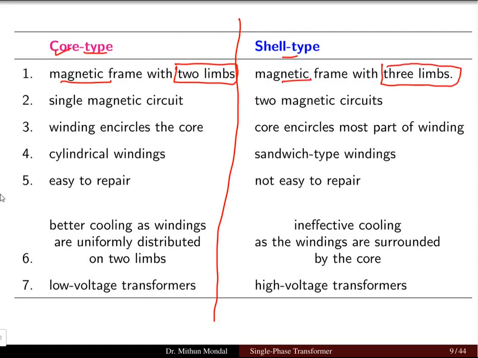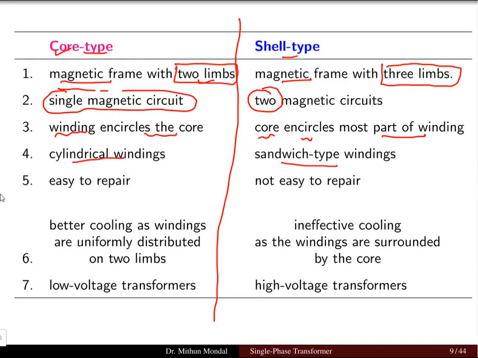Since we have two limbs, a single magnetic circuit is formed in the core type transformer, but in the shell type the magnetic circuits will be two. Hence, in the core type transformer the winding is encircling the core, whereas in the shell type the core is encircling most of the winding. In the core type transformer, the windings are cylindrical in nature. The shell type windings are sandwich type windings. Core type is easy to repair, shell type is not easy to repair.